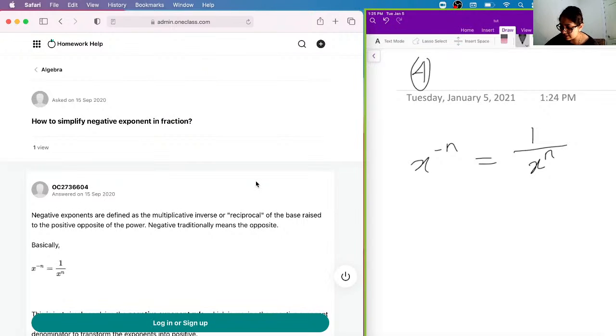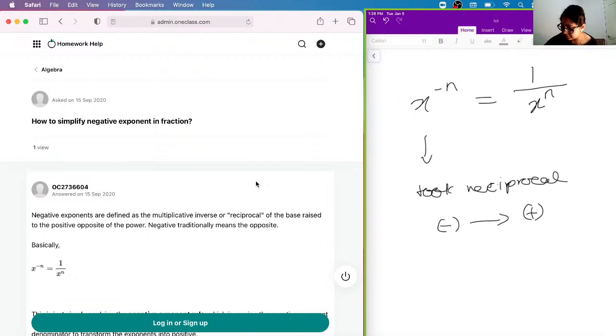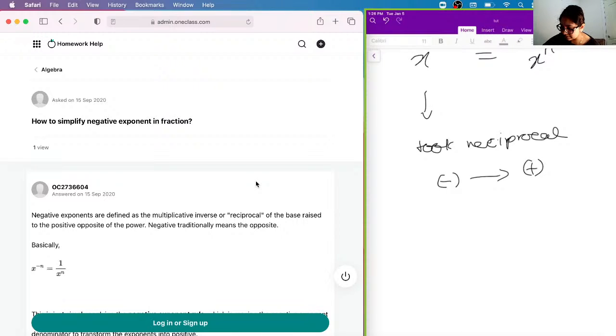So basically, as you can see, we took the reciprocal, right, and it became a negative to a positive. There's another basic rule where if you have a fraction of x to the power of negative n over y to the power of negative m, this is equal to y to the power of m over x to the power of n.